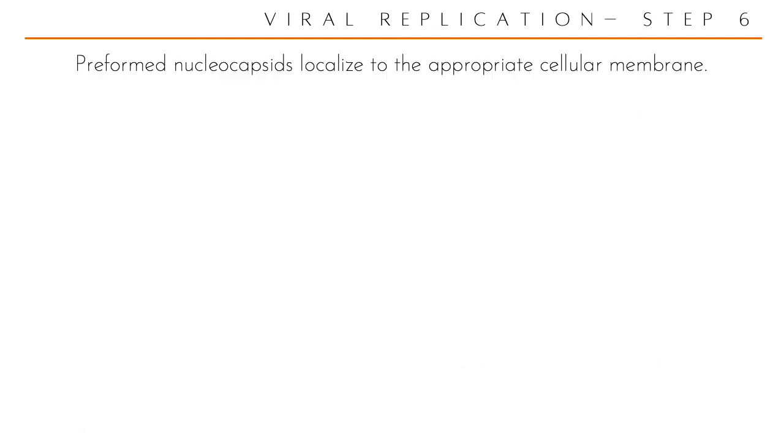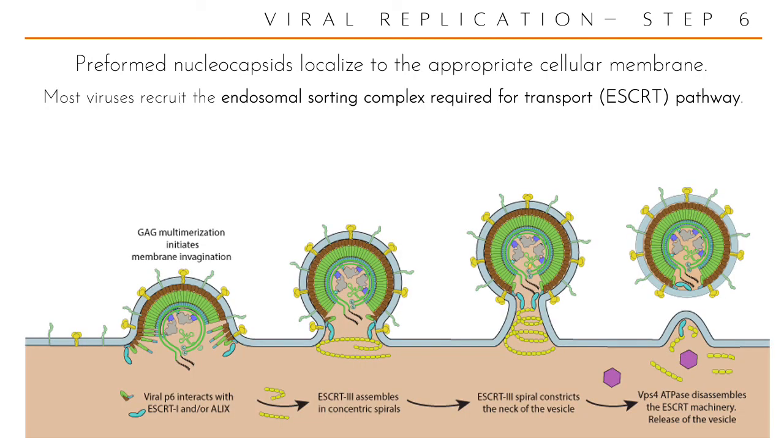All right. The preformed nucleocapsids localize to the appropriate cellular membrane, diba? As I've said earlier. However, what makes them be released? Okay, what makes the budding complete? Kumbaga. Now, it could be the interactions between the capsid protein and the envelope glycoprotein. It could be interactions between the protein and the lipid components of the cell. But most viruses recruit the endosomal sorting complex required for transport pathway, or the ESCRT.